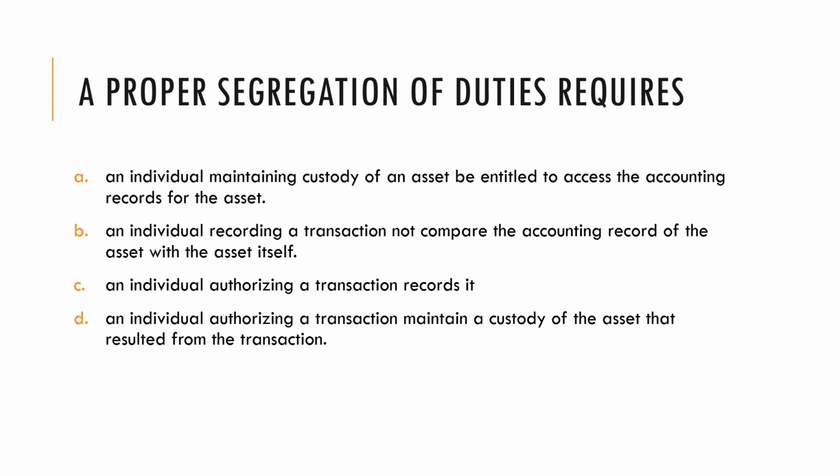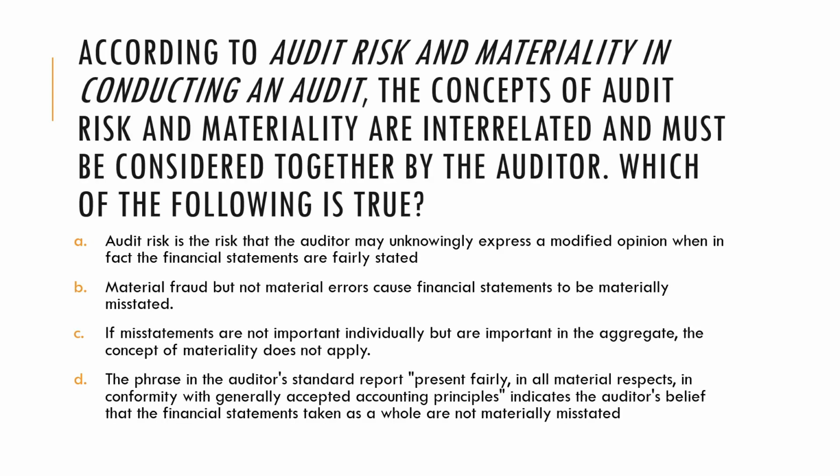So the only one which we find acceptable here is letter B. An individual recording the transaction should not compare the accounting record of the asset with the asset itself. Okay, so that's B for segregation of duties.